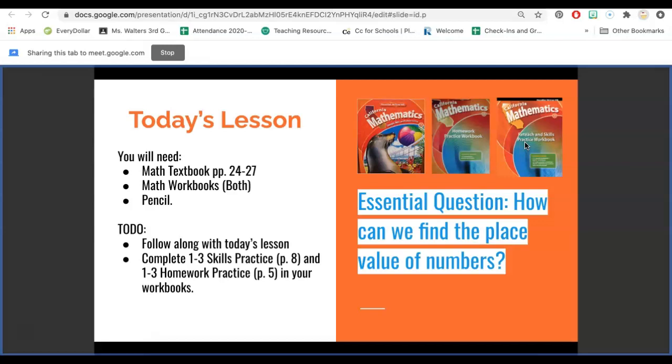Okay? And then we are going to work on 1-3 skills practice, page 8, and 1-3 homework practice, that's page 5 in your homework practice workbook. And our big question today is, how can we find the place value of numbers? Place value.